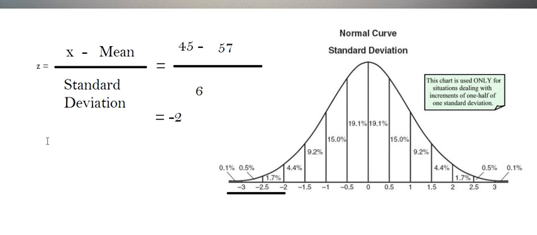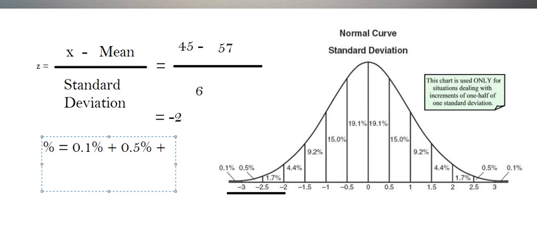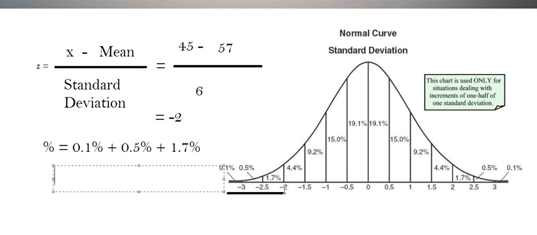So the percentage for question A is 0.1% plus 0.5% plus 1.7%, and because it is below minus 2, we calculate only this part. Okay, that's about 2.3%. So question A is about 2.3%.